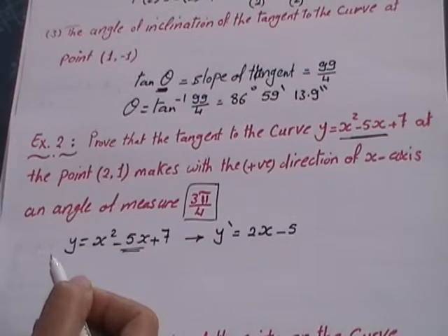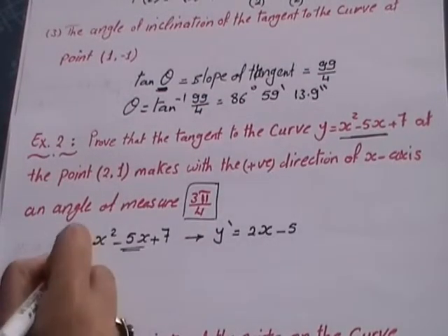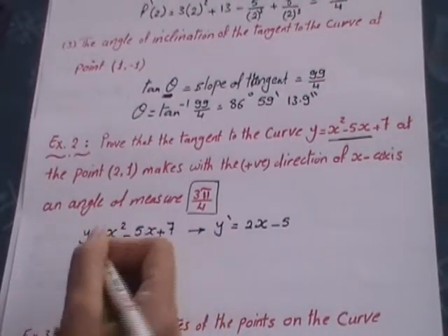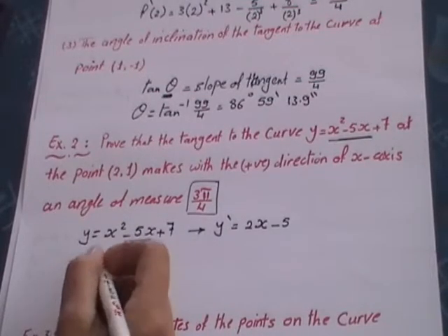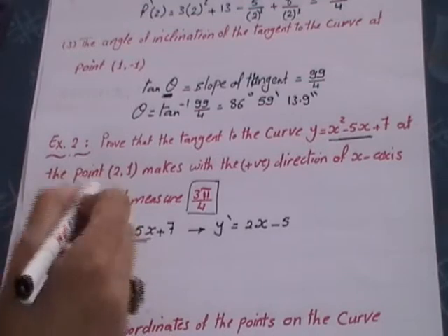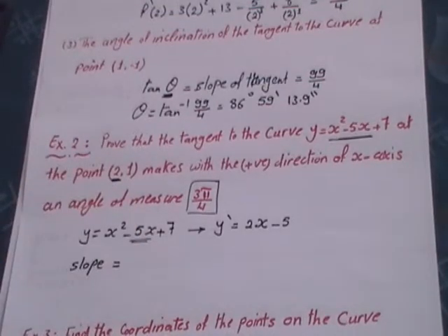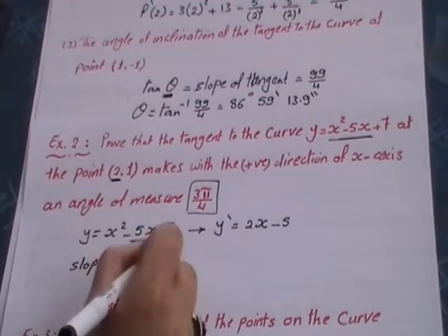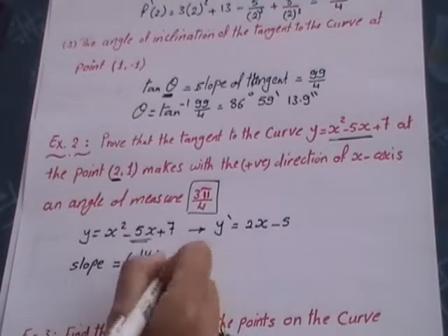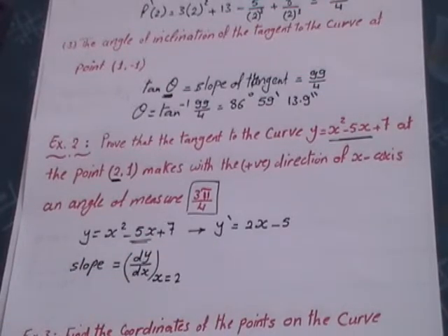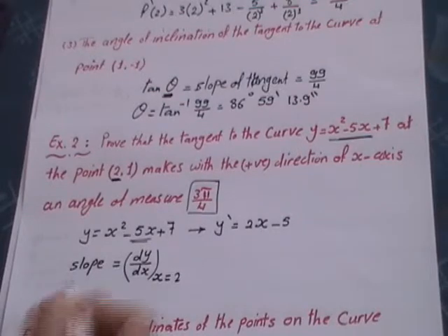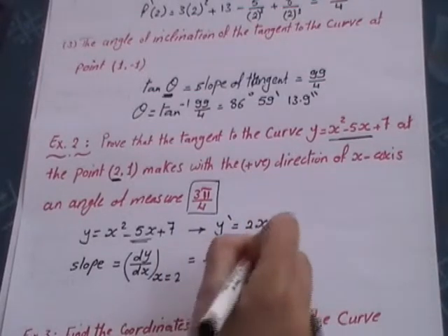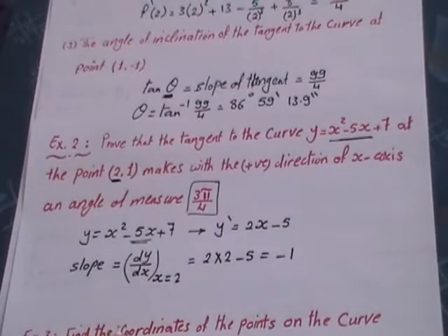The second step, we find the slope. Slope equals the first derivative with substitution of the value of x. Instead of x, we put the x of the point, which is 2. So we find the slope, which is dy by dx at x equals 2. This is the form of the derivative at the point x equals 2. It will be equal to 2 times 2 minus 5, which equals negative 1. This is the second step.